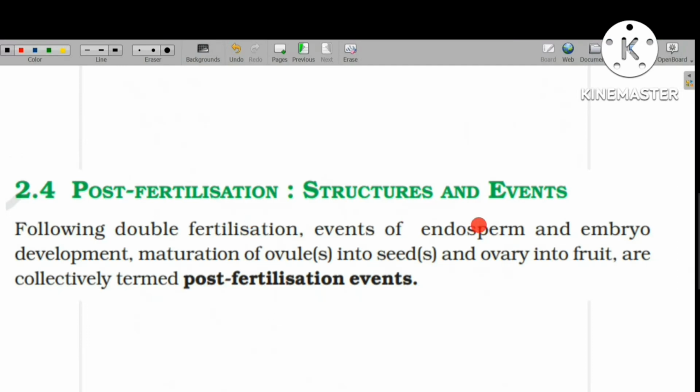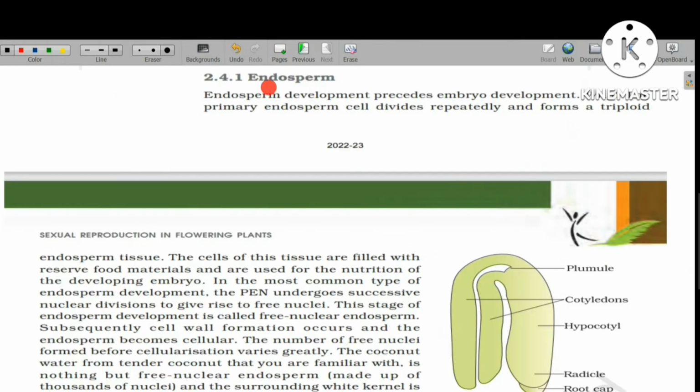Post-fertilization structures and events. Following double fertilization, events of endosperm and embryo development, maturation of ovules into seeds, and ovary into fruit, are collectively termed post-fertilization events. Endosperm. Endosperm development precedes embryo development. Why? The primary endosperm cell divides repeatedly and forms a triploid endosperm tissue. The cells of this tissue are filled with reserve food materials and are used for the nutrition of developing embryo.